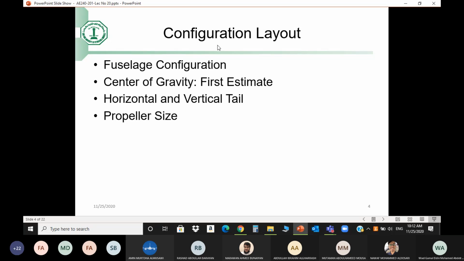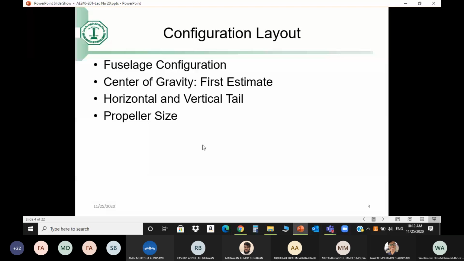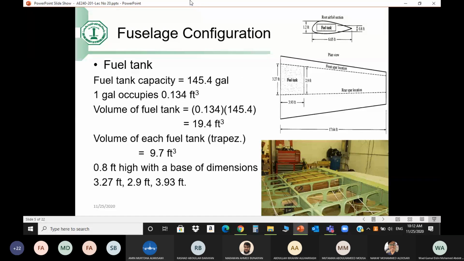Let me remind you what exactly is configuration layout. It's converting the numbers that we had before that satisfy the requirements, converting these numbers into dimensions. I want to draw the aircraft. Right now, the only part that you can draw is the wing. Okay, so we would like to draw the fuel tank, for example. So let's see how we're going to draw the fuel tank.